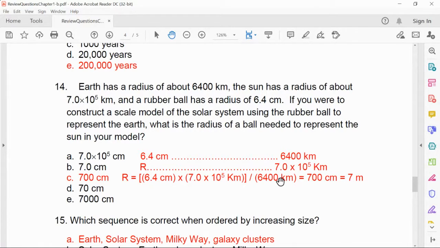Now I told you that the diameter of the Sun is 109 times the diameter of the Earth. And we say here that the Sun has a radius of about 7 times 10 to the 5 kilometers. We're talking about the radius, not the diameter, and the radius is half of that. And a rubber ball has a radius of 6.4 centimeters. If you were to construct a scale model of the solar system using the rubber ball to represent the Earth, what is the radius of a ball needed to represent the Sun in your model?